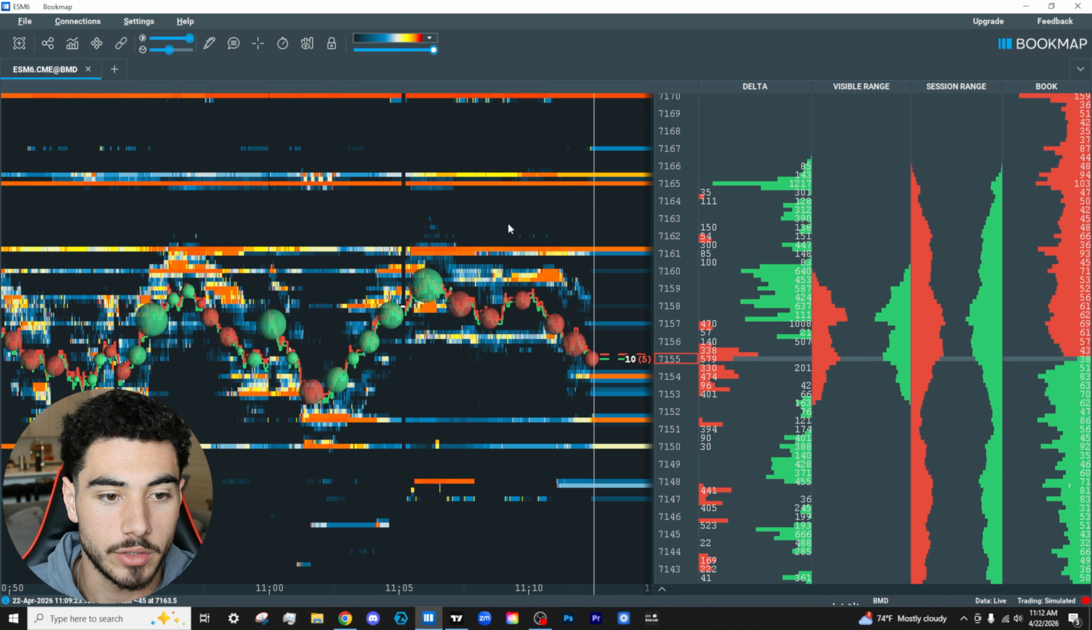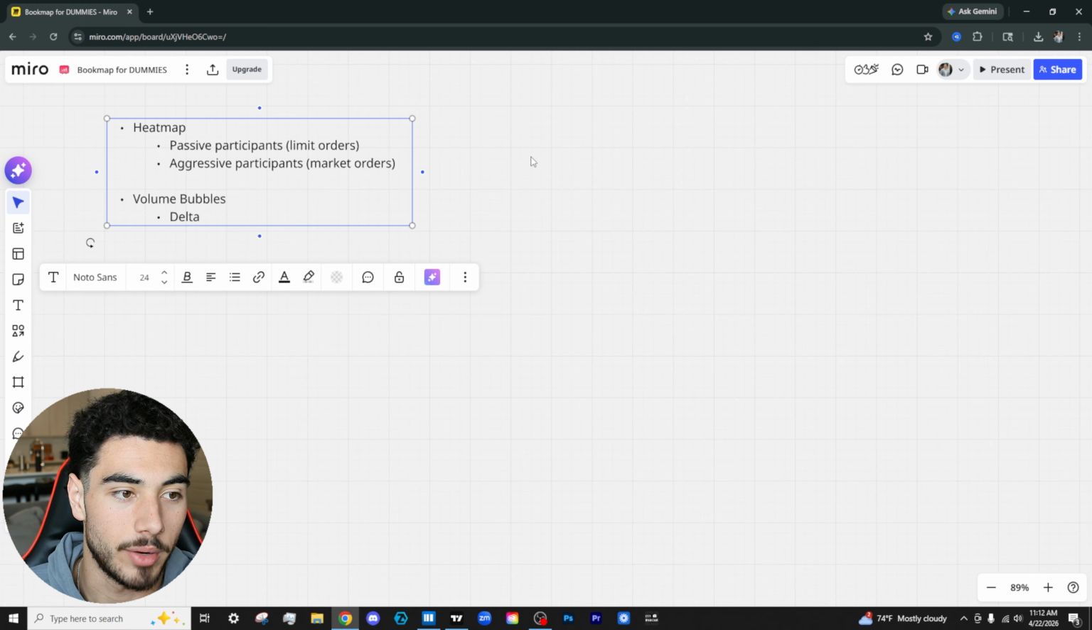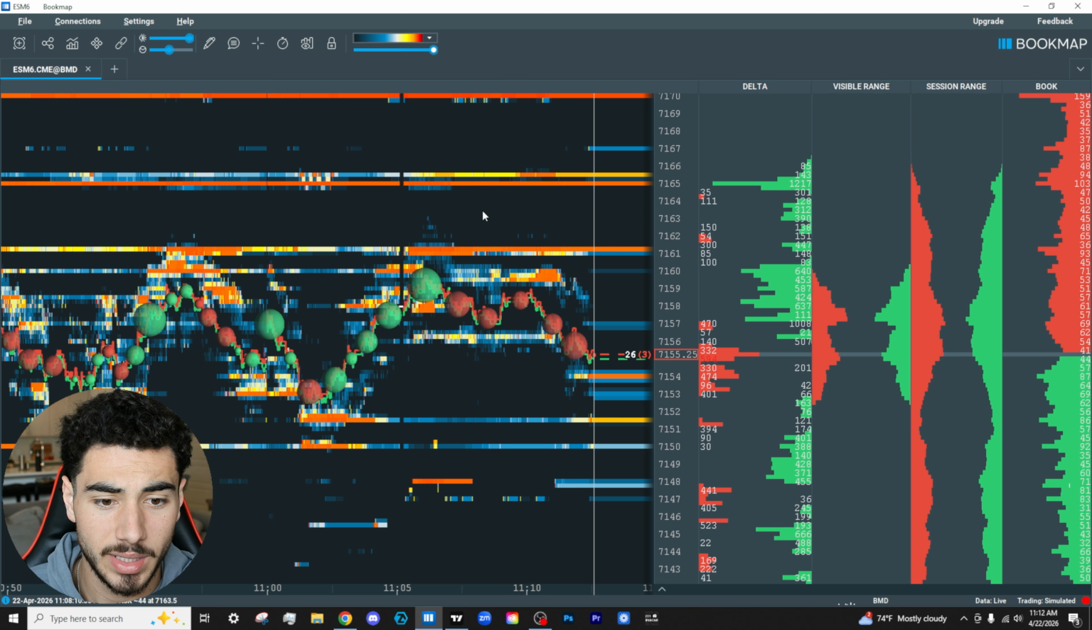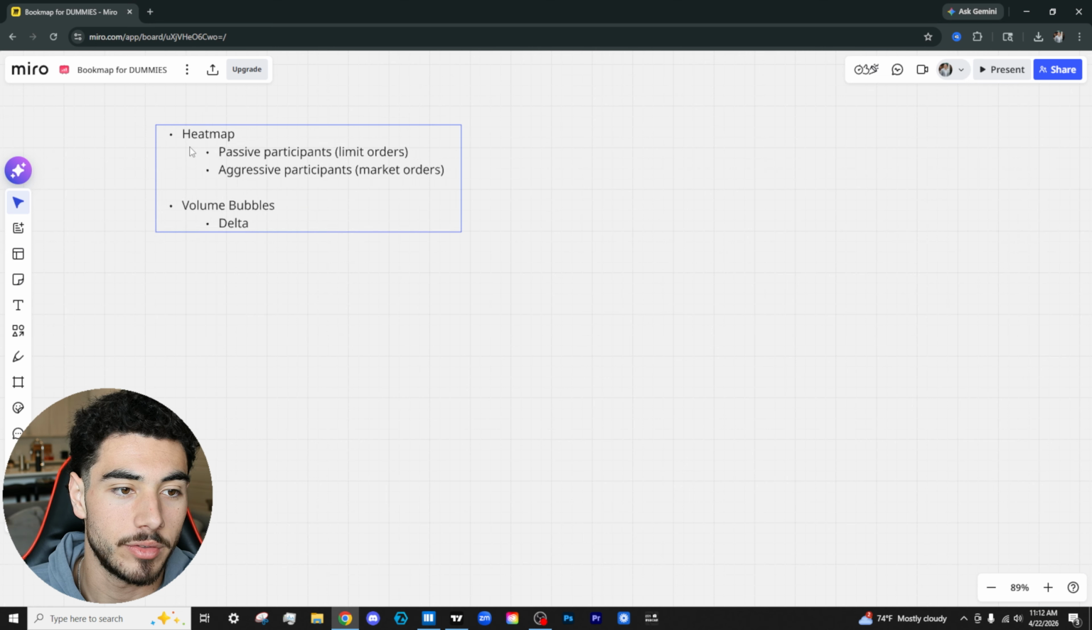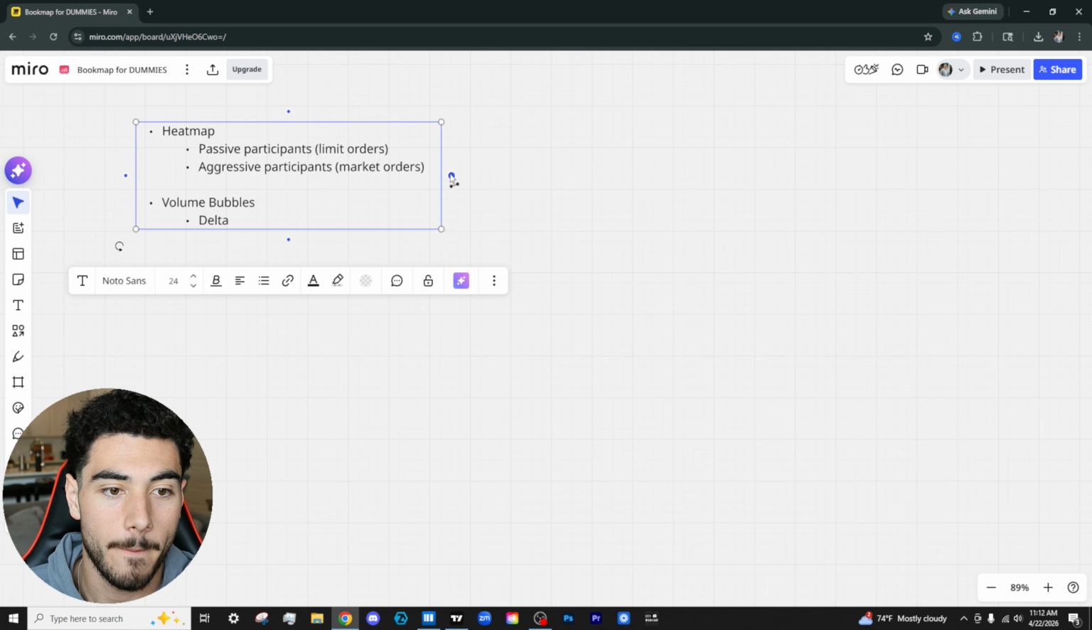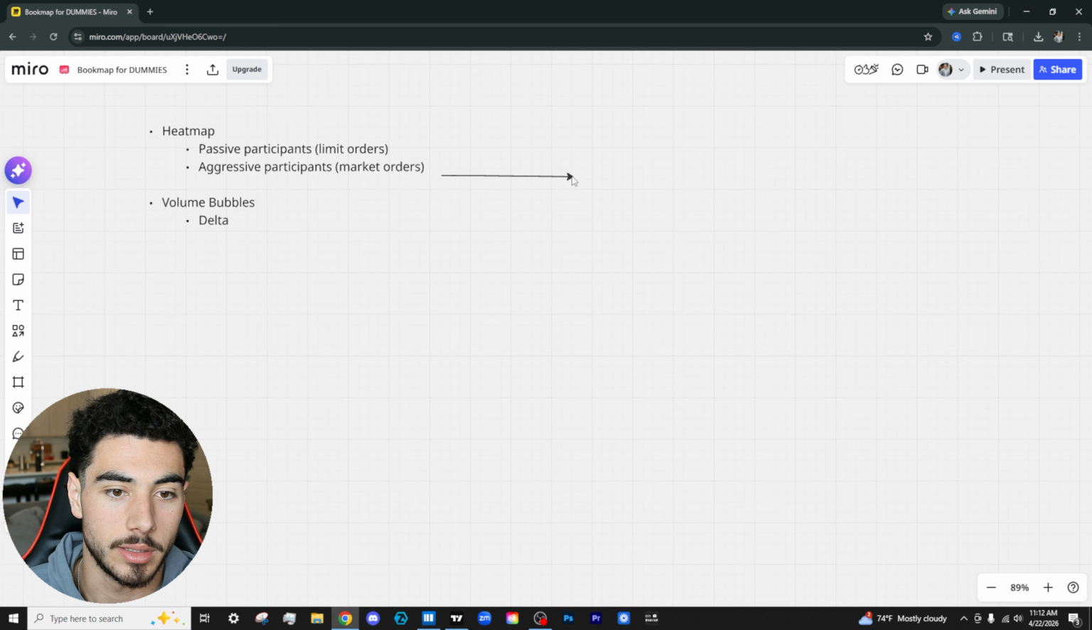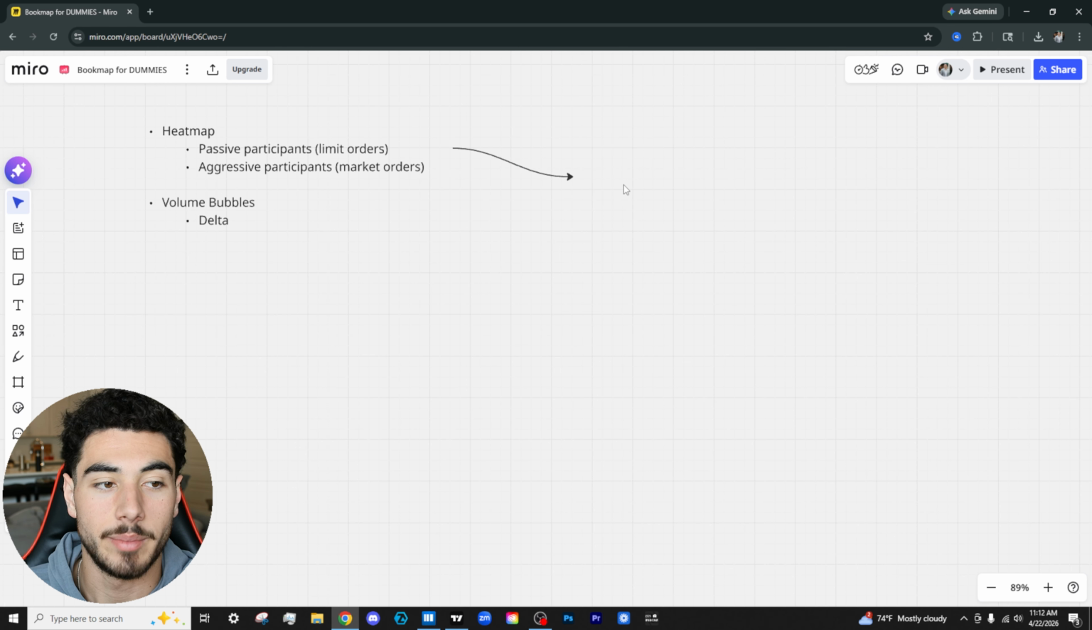So first things first, let's break down the heat map, right? This heat map is really made up of one thing: passive participants, okay? Passive participants, let's put this here. Passive participants, there we go. Passive participants are limit orders.